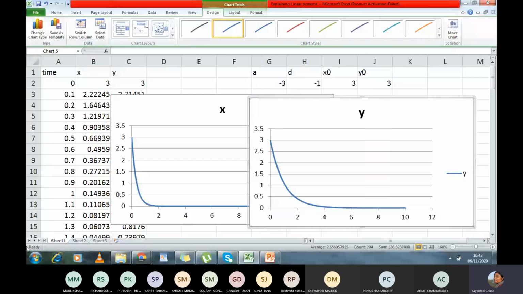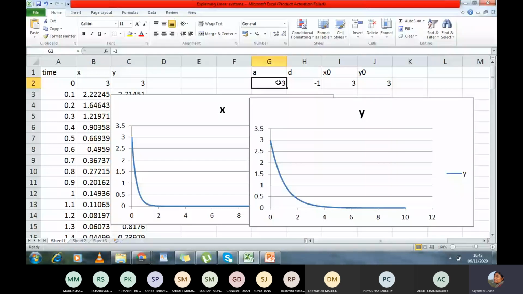So if I change here, instead of -3, I give -5, x becomes more steep, right? It has become more steep. If I give -2 here, x is a bit less steep, but it's still steeper than y, right? So this exponential basically is controlling how fast or how slow x is decreasing. The point where the graph is starting is basically my x0 and y0. Okay, so this you understand.